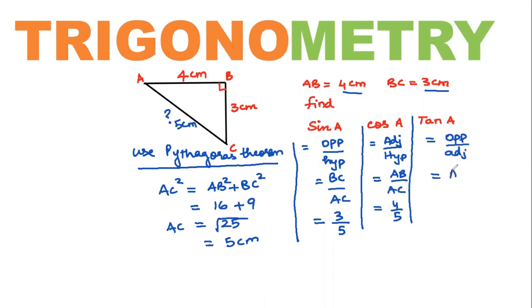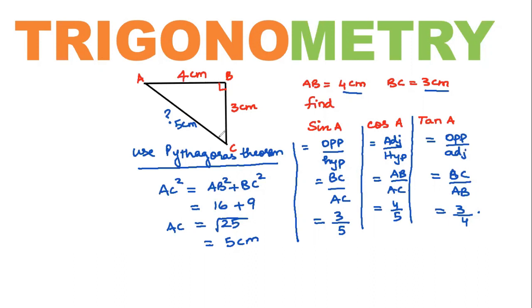Similarly, tan is opposite upon adjacent. Opposite is BC over AB, which can be written as 3 by 4. So we got the values of all sine, cos and tan. We are now going to see the values with a different angle of reference.